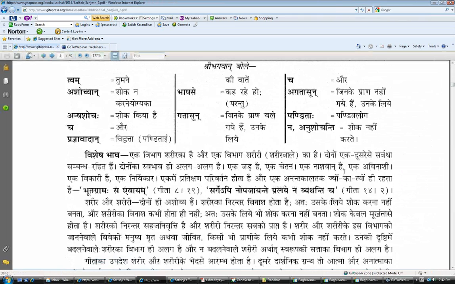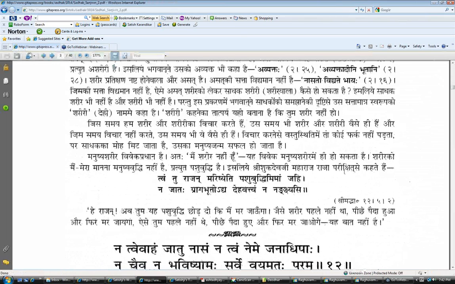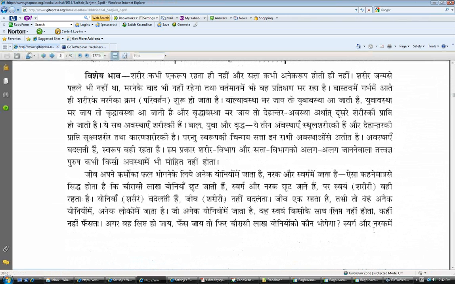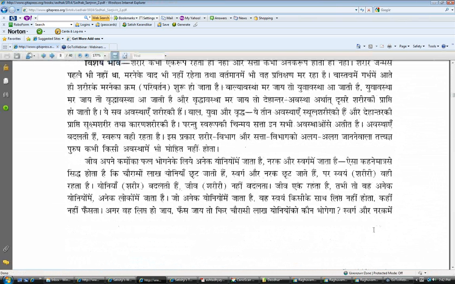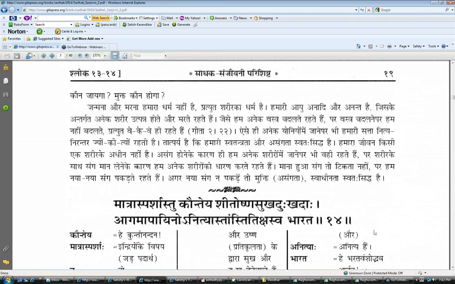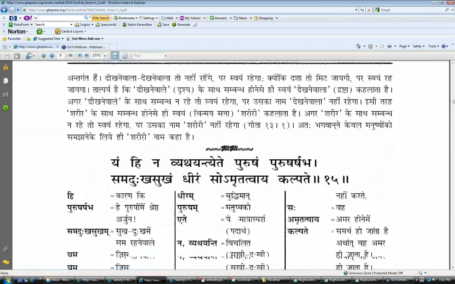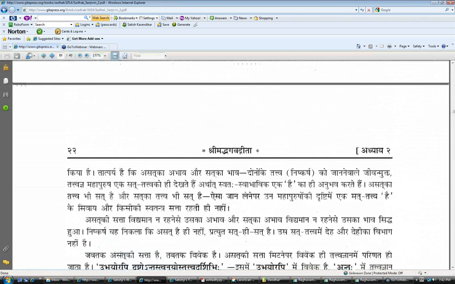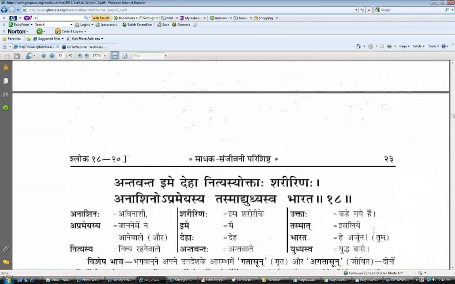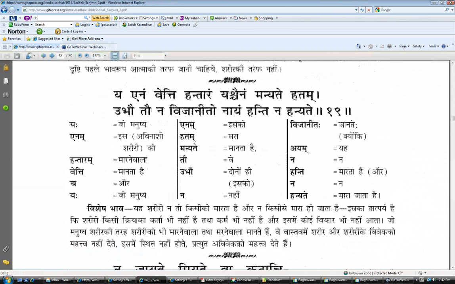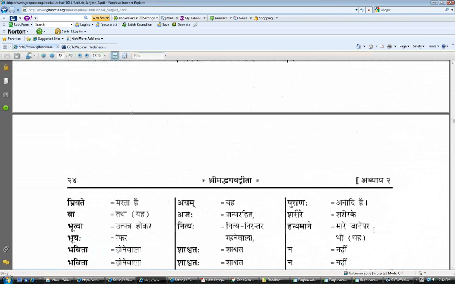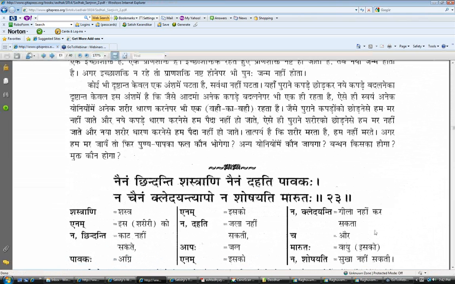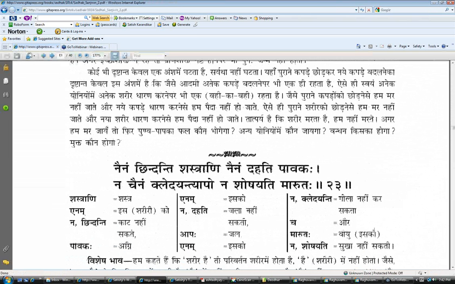Okay, ashochyan anvashochastvam, a little bit lower than that. Dehino'smin yatha dehe. Okay, matra-sparshas tu kaunteya, na asato vidyate bhavo. And a little bit lower than this. It is in the first half only, I know that. But it will be avinashi tu tad viddhi yena sarvam idam tatam, antavanta ime deha. Nainam chindanti shastrani. Okay, I think here it is. Acchedyo'yam adahyo'yam.